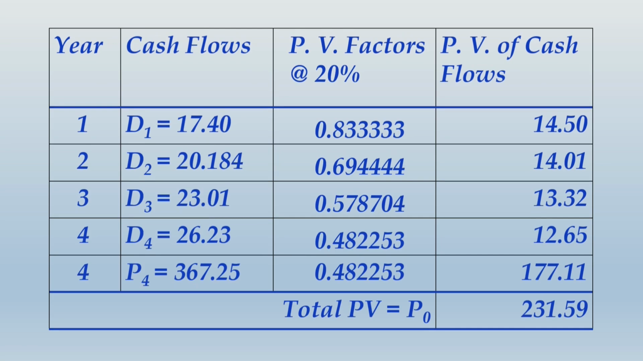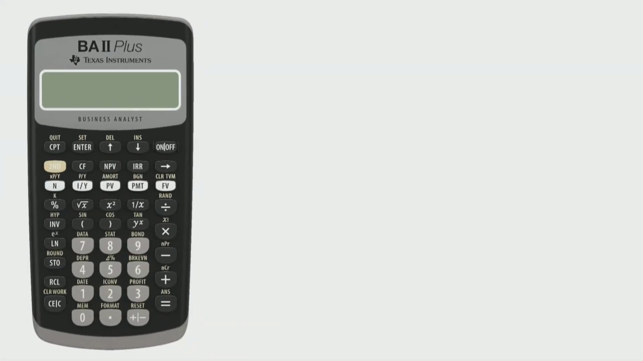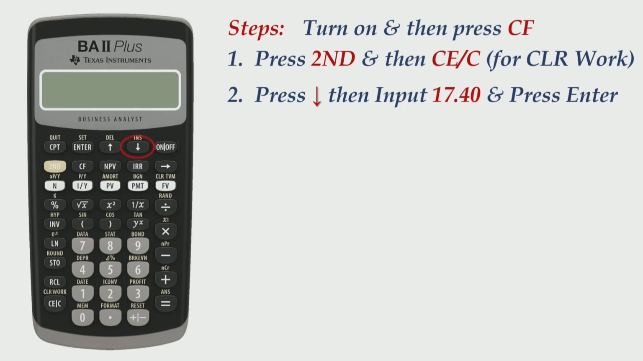Alright friends, once you have completed writing this whole thing, let us move ahead and look at the calculation to be presented on your financial calculator, that is BA2 Plus. Turn on the calculator and then press CF because we want to have a cash flow based calculation. You know one thing, whenever you press CF, you need to clear the work that you have done in the past. So for that, press second and then press CLR WORK for clear work. So second and clear work. Thereafter, press the downward arrow key once.